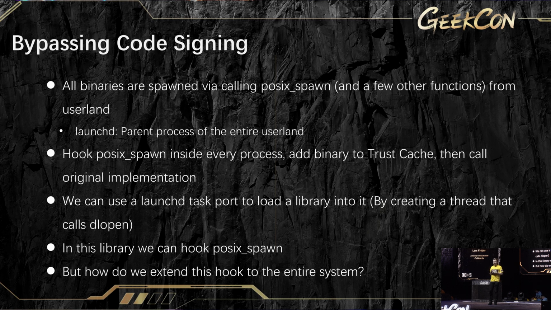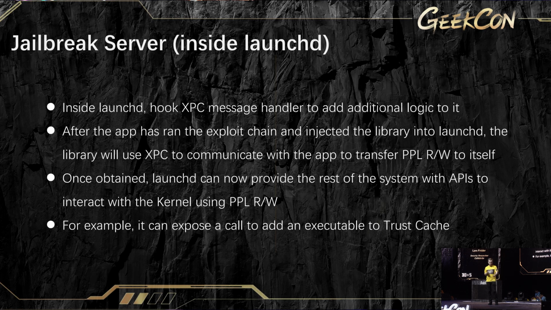And now inside this posix_spawn hook, we can bypass code signing essentially. But we would now need to extend this posix_spawn hook to the entire system. So also inside launchd, we will have a jailbreak server implementation that basically intercepts XPC communication inside it and allows any other process to make requests to it.